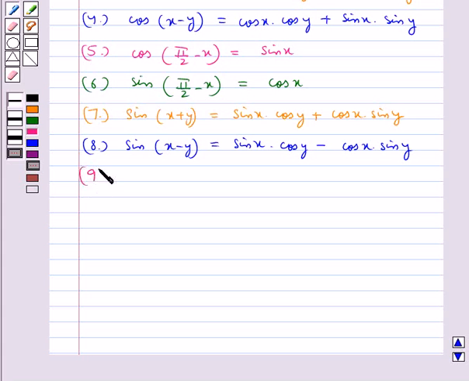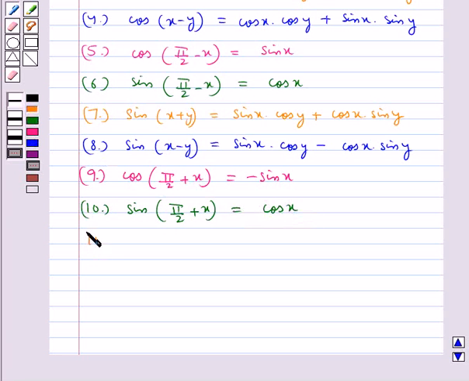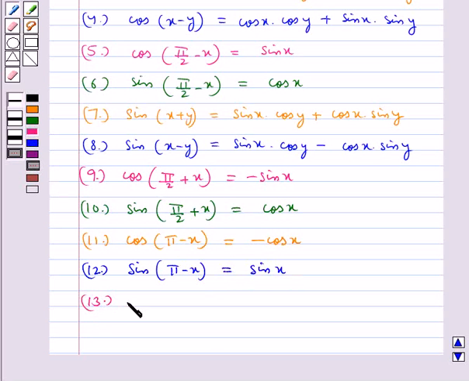The next identity is cos(π/2 + x) = -sin x, then sin(π/2 + x) = cos x. The next is cos(π - x) = -cos x. Then sin(π - x) = sin x. Next is cos(π + x) = -cos x.